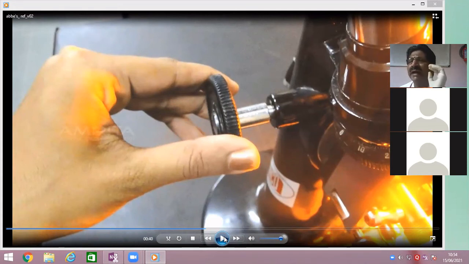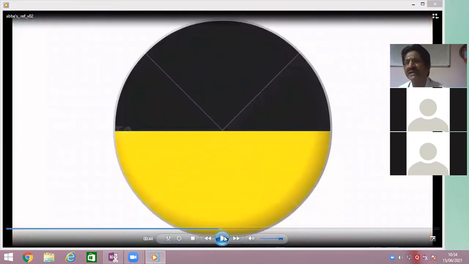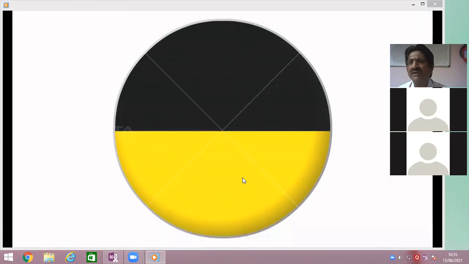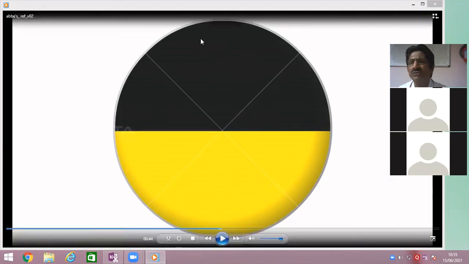So that light we have to catch hold of in the telescope by rotating this knob. Once you catch hold of it, you can see this view. I think you know that the telescope will have a cross wire. In the telescope, you can see two parts: this is called the dark area and this is called the bright area.